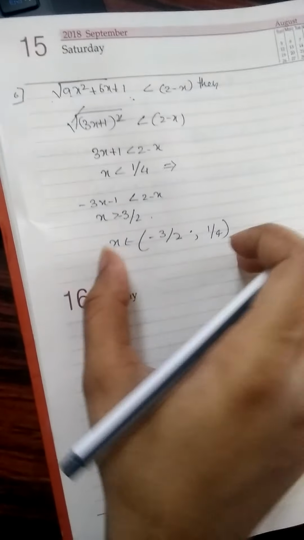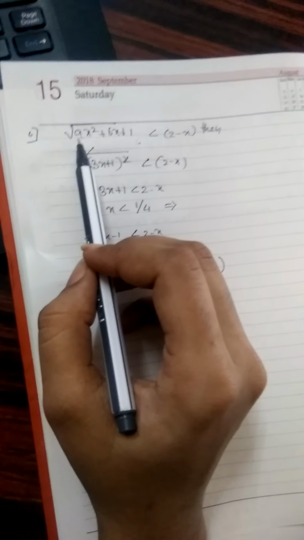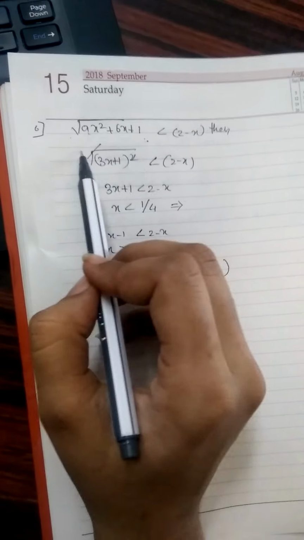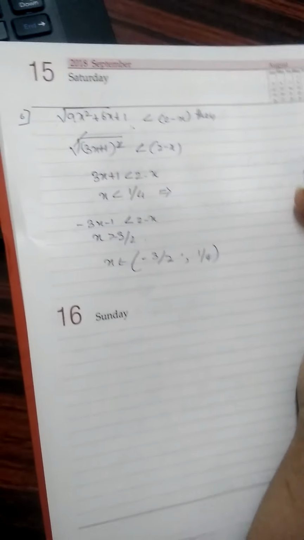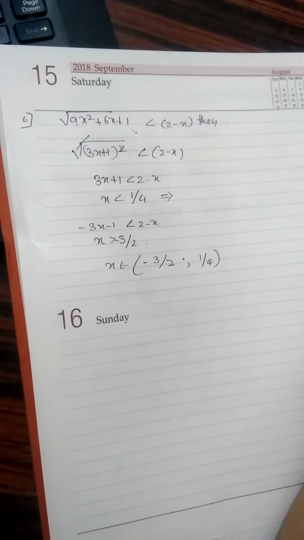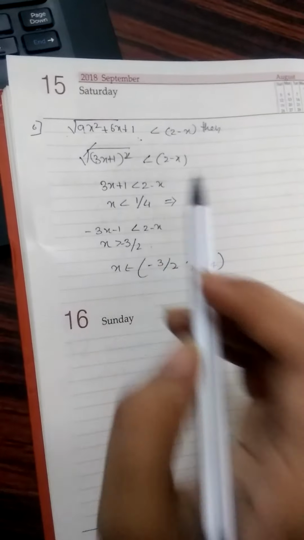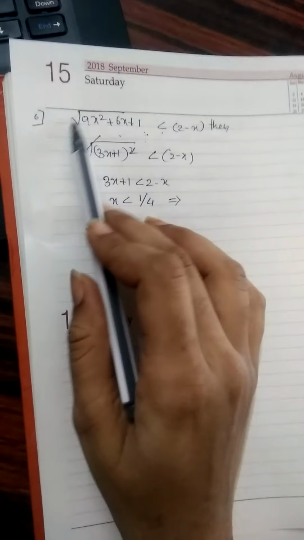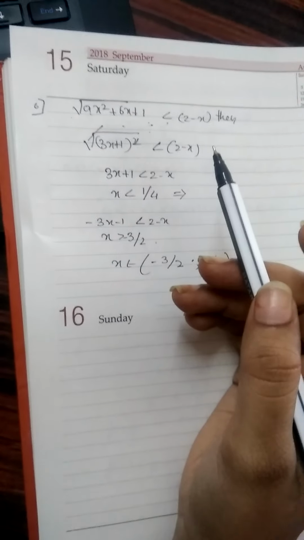So this is so easy when you make this into an (a plus b) whole square form, so that the root and the square get cancelled, then only your equation will be easier. Or if it is not in the form of (a plus b) whole square, then try to square on both sides. When you square it on both sides, then your root gets cancelled and it makes your solution easier.